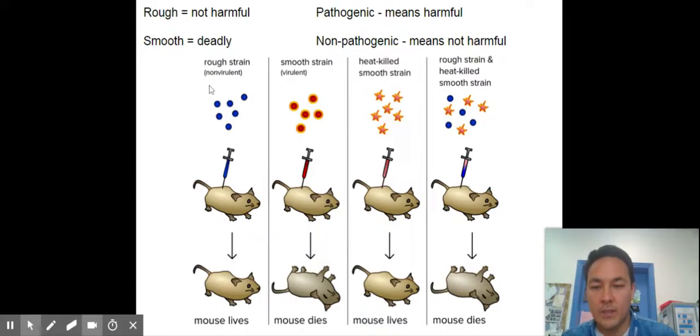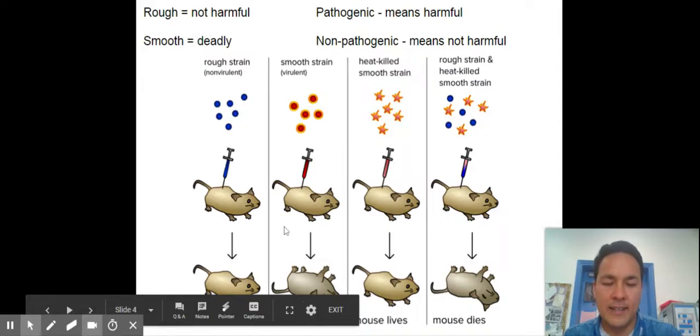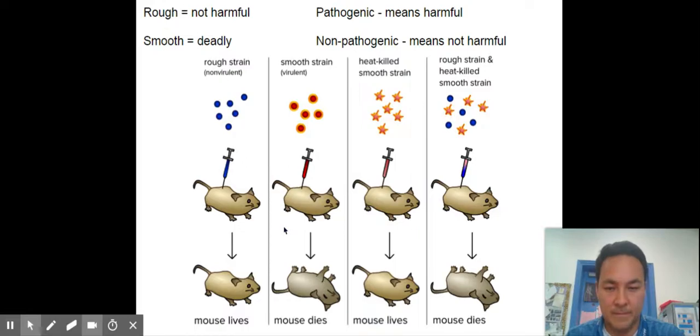Okay, you put this rough strain into the mouse, and the mouse lives. This is an experiment conducted by Frederick Griffith trying to develop a vaccine for pneumonia. If you put the smooth strain in, the mouse dies, and the smooth strain has this polysaccharide coat that lets it evade the immune system.